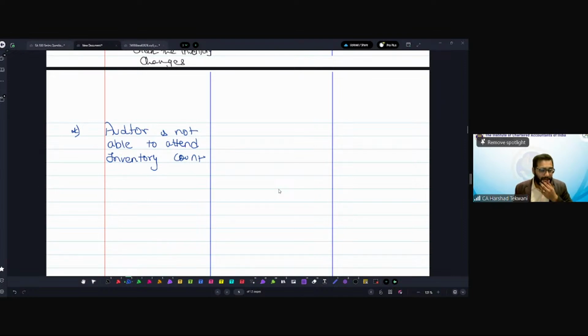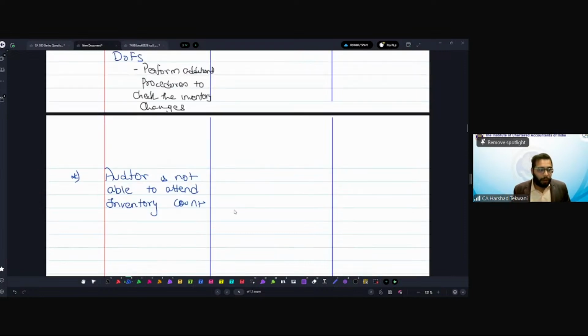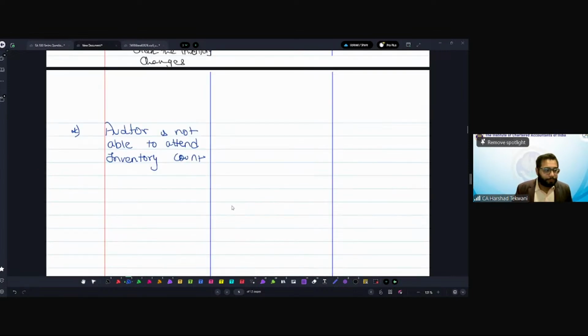Okay. I'll tell you what we can do. Number one, if the auditor is not able to attend the physical inventory count, either perform the count at some other date, at an alternate date. In our case, that also was not possible.